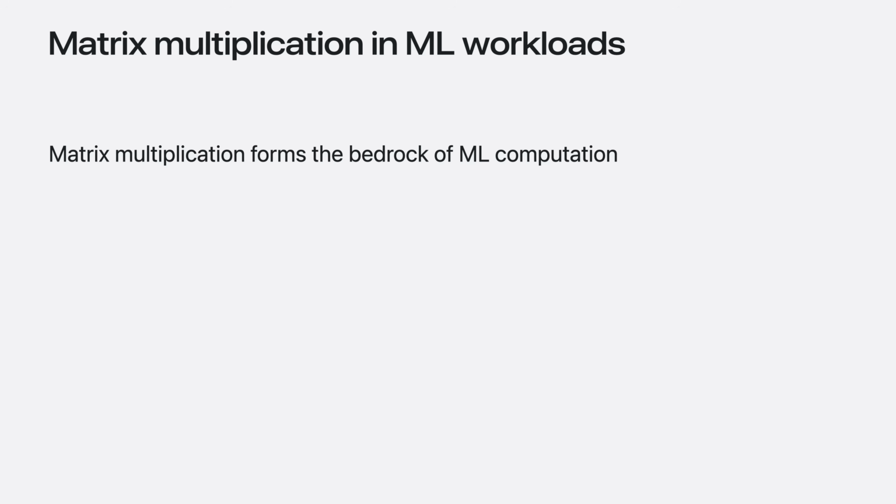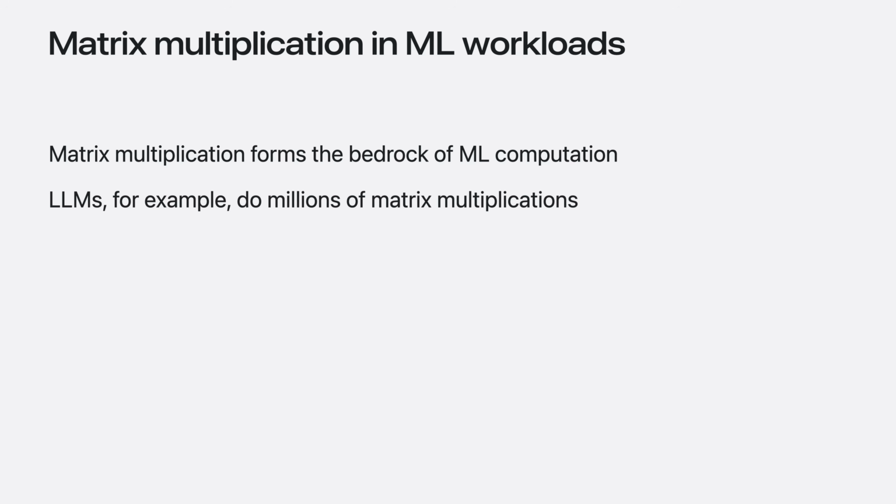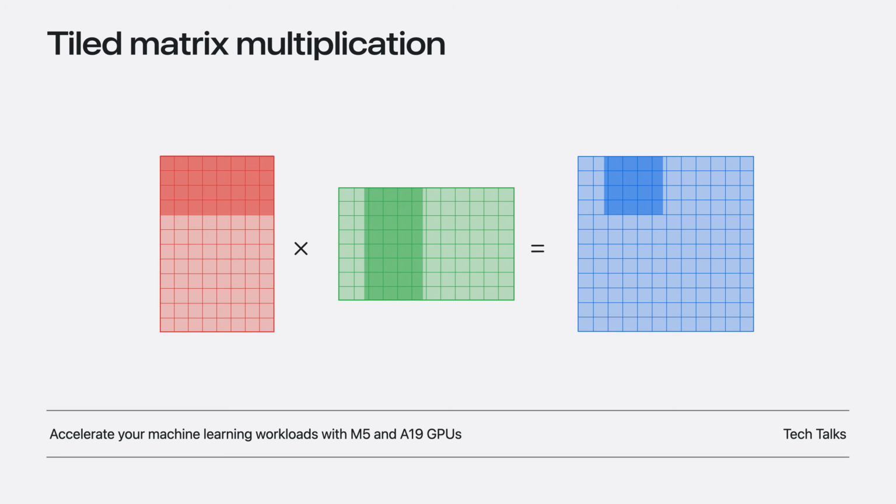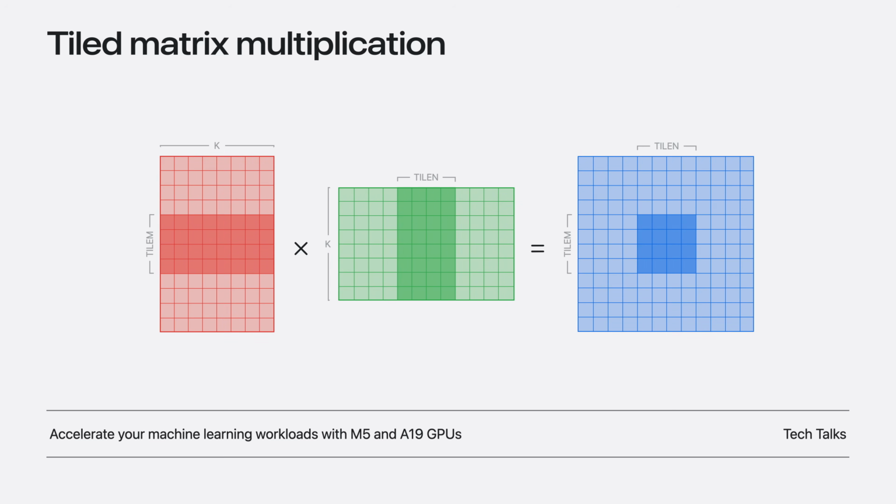For instance, LLMs perform millions of matrix multiplications during inference. We covered the basics of how to write a high-performance matrix multiplication kernel with Tensor Ops in the M5 machine learning talk. The basic approach is to slice the input matrices into smaller tiles, and then perform tile-wise matrix multiplications using Tensor Ops. This maximizes parallelism and keeps the data in the cache.